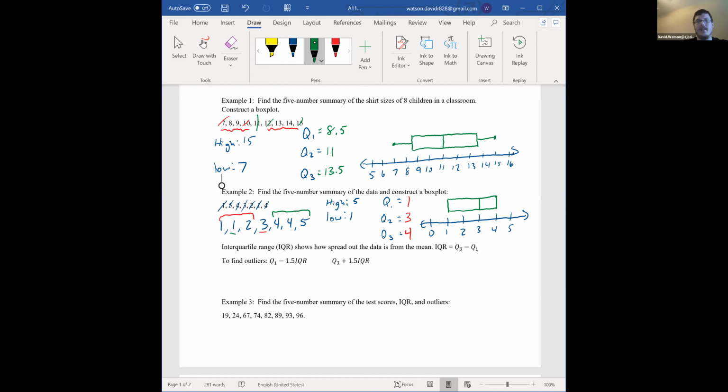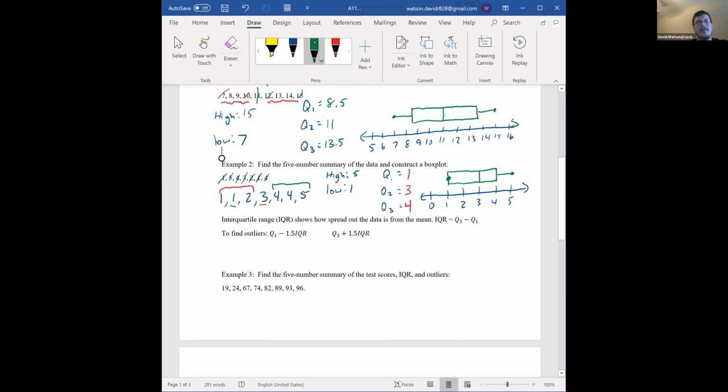Now for my high and low, my high is 5. So I put a dot here, connect it up. My low is 1. So in this case, if my low is 1, the dot's right here. I don't have to connect it because it's already connected. Okay, and then we're done.